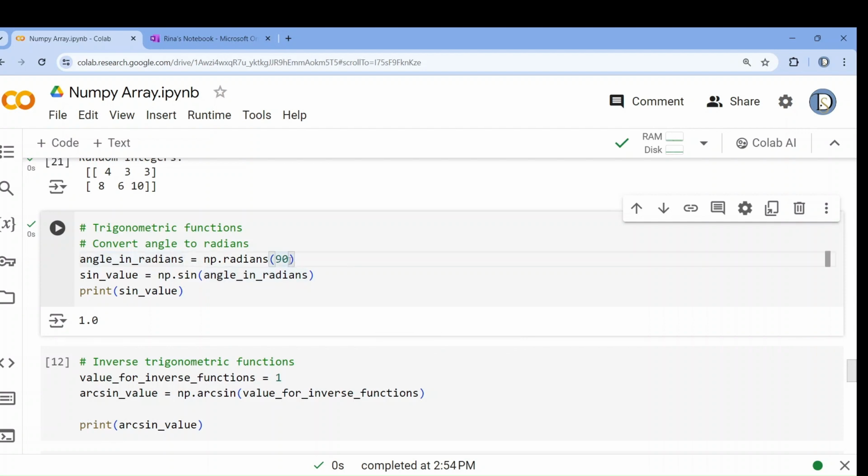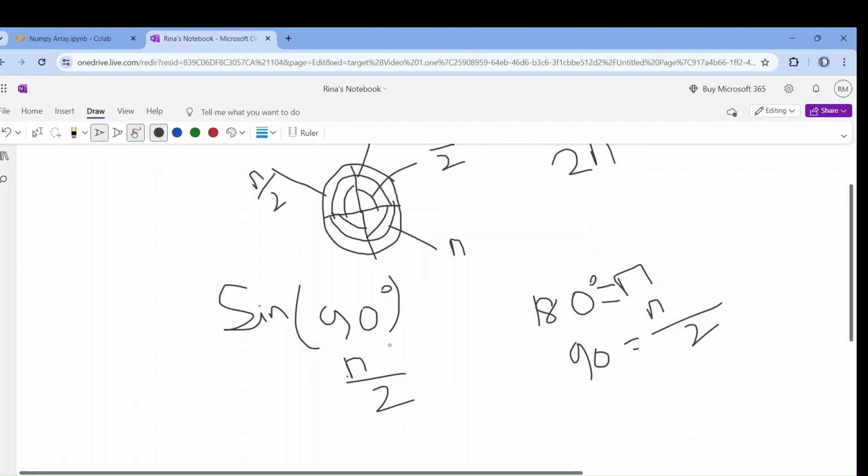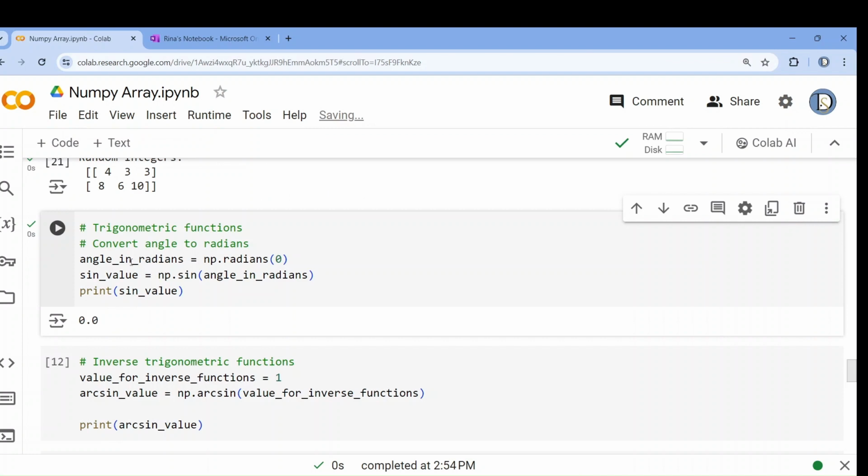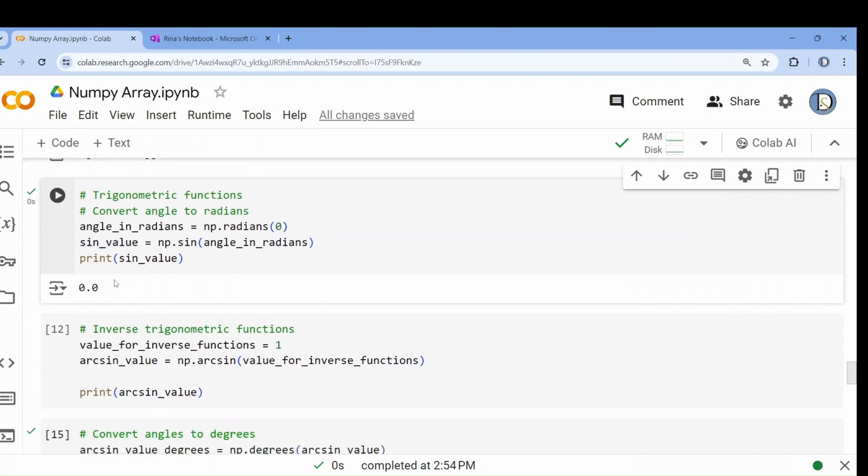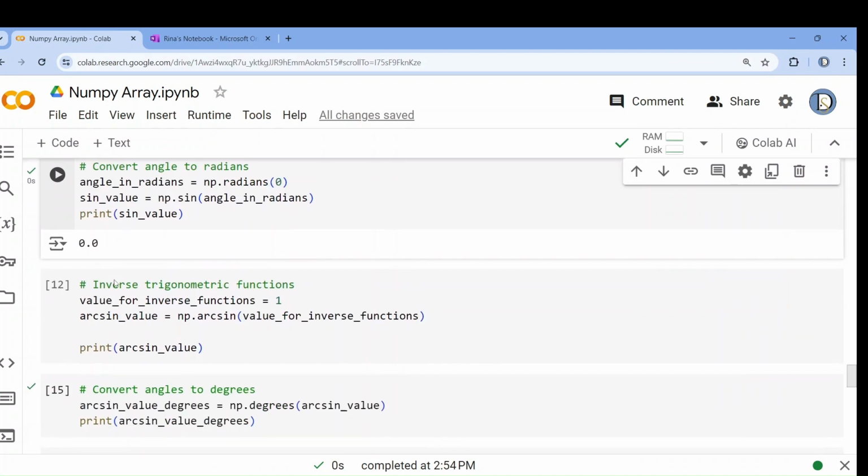What is the value of sine 0? It's 0. See here, we will check. 0, it is converted in radian, np.sin of radians, that means 0. So, I can get the value of sine 0, that is 0.0. Clear? So, you understand this one? This is what is happening in the background and this is in a single line, you just calculate these things by using NumPy array. Fine.